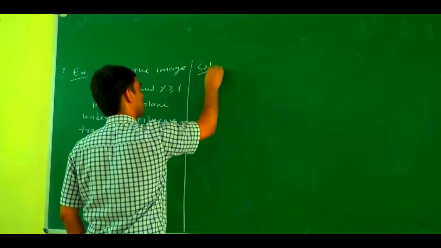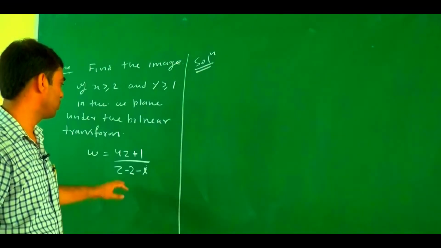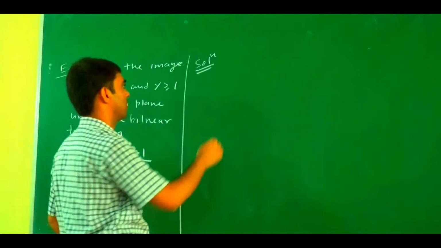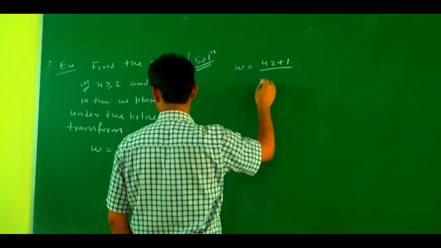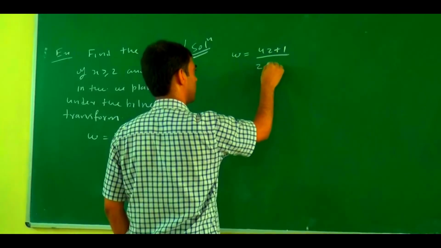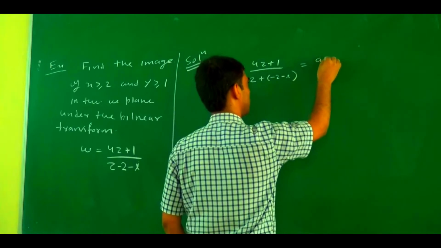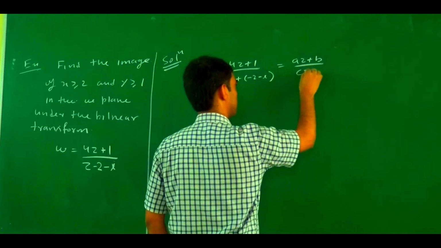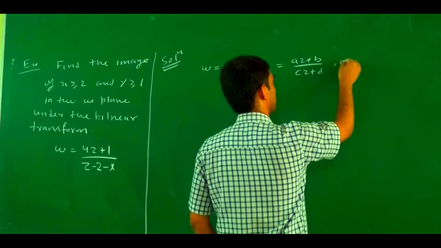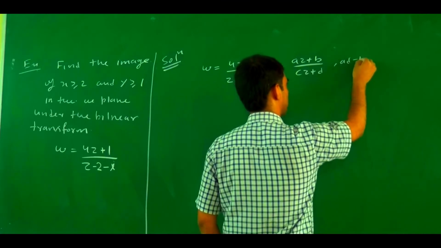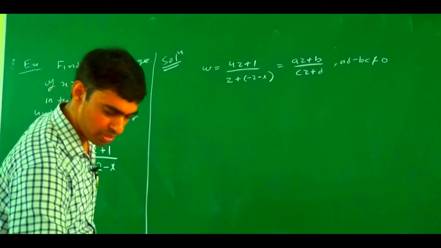Solution: w equals (4z plus 1) upon (z minus 2 minus i) is given. This is in the form of (az plus b) divided by (cz plus d), provided that ad minus bc does not equal 0. Here you may verify this, ad minus bc does not equal 0.